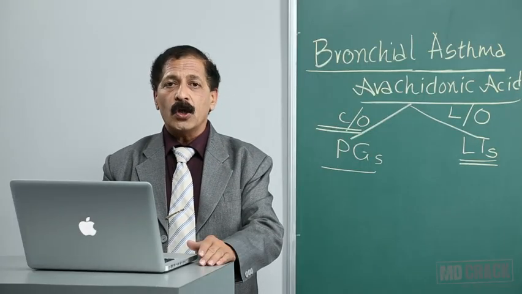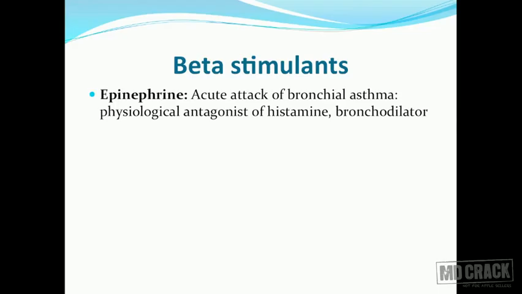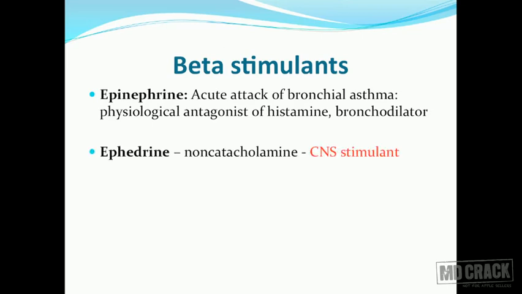We start with the short-term relievers, that's beta stimulants. I remind you of epinephrine, which is useful in acute attack of bronchial asthma, stimulates the beta-2 receptor in the bronchus and leads to bronchodilation, and also works as the physiological antagonist of histamine. The second drug, which could be useful, is ephedrine. It is a bronchodilator, but it's a non-catecholamine, and the non-catecholamines cross the blood-brain barrier and lead to central nervous system stimulation.